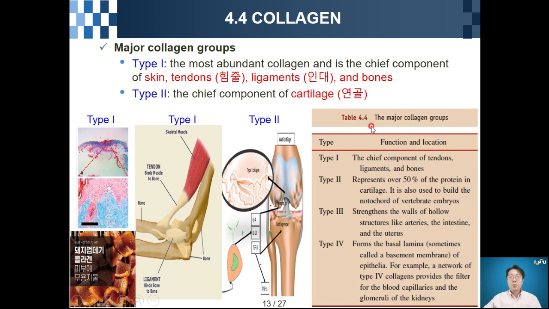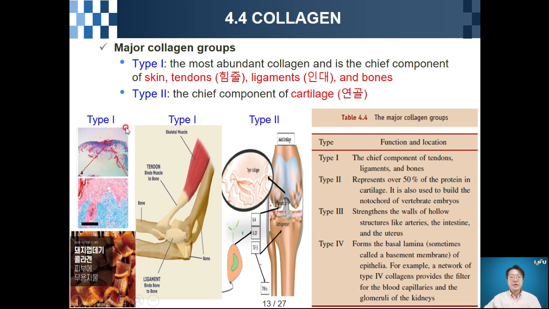Okay. So in this slide, I will explain the fourth subject, collagen. Table 4.4 summarizes the major collagen groups starting from type 1, type 2, type 3, and type 4. Type 1 is the most abundant collagen, and type 2 is the second most abundant collagen. Type 1 is the chief component of skin, tendon, ligaments, and bone.